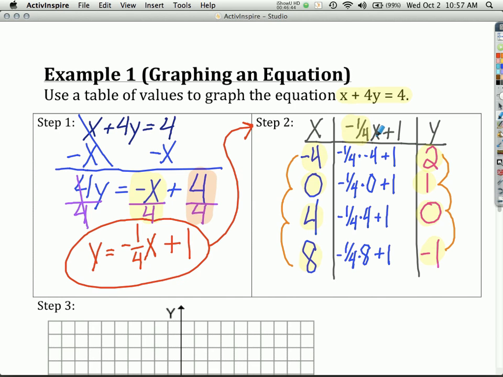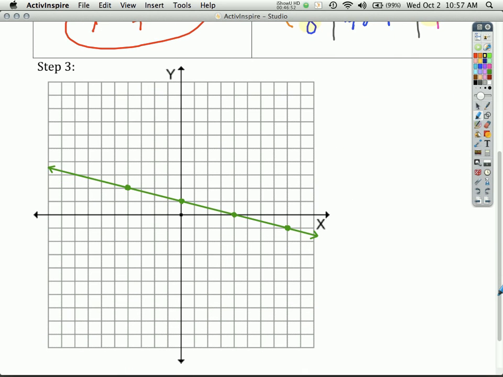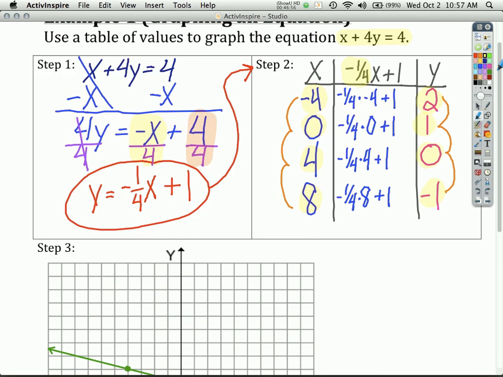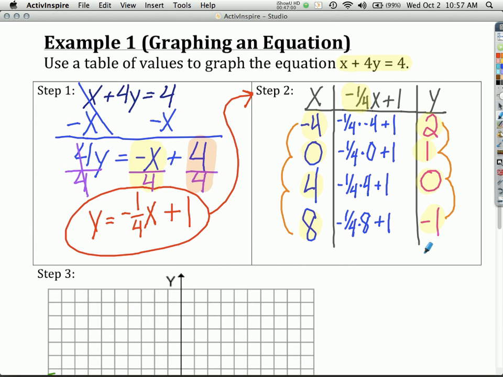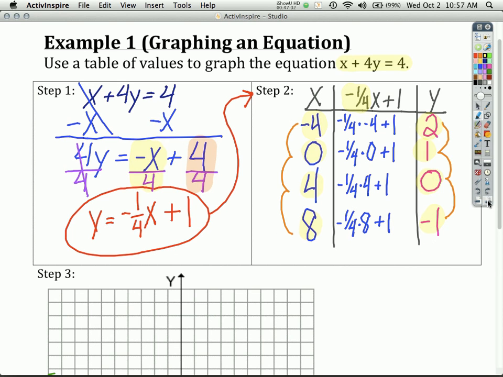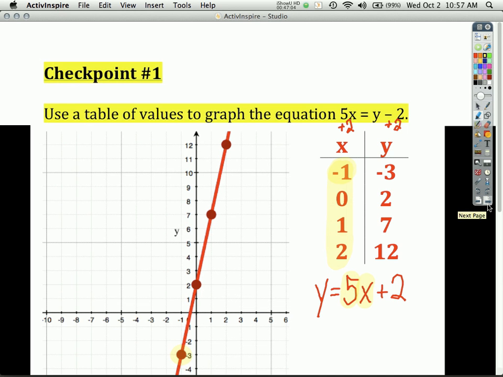-1/4 times 3 is -3/4, plus 1 is 1/4. Is 1/4 easy to graph on a grid like this? No. So we want to try and avoid ending up with output values that are fractions, because they're hard to graph. In this case, we won't end up with fractions no matter what. So pick the simplest values you can to plug in.